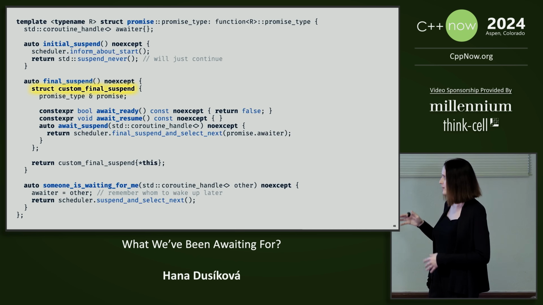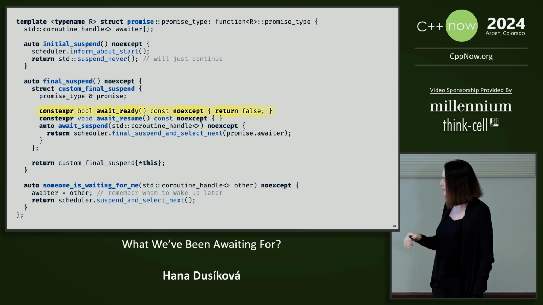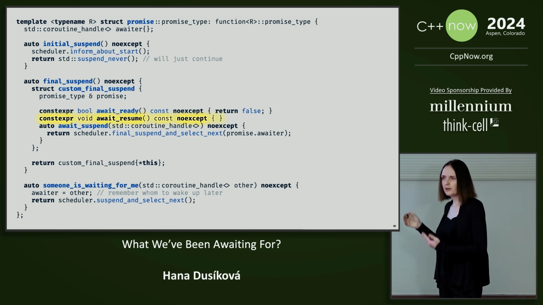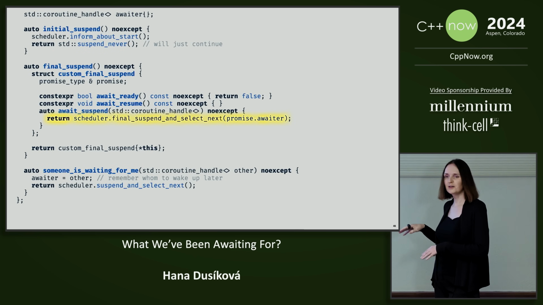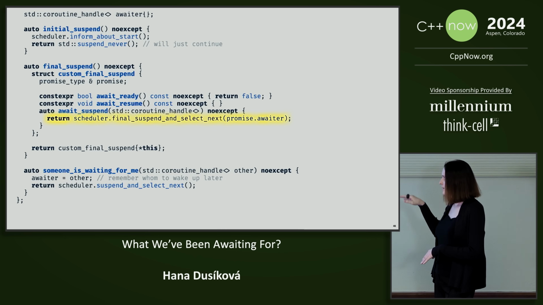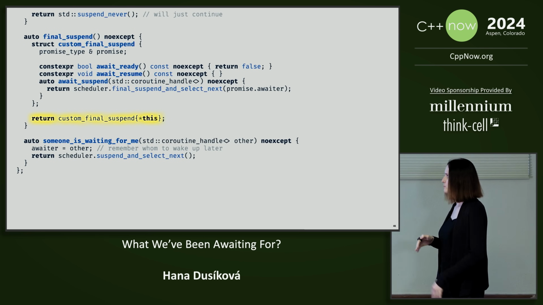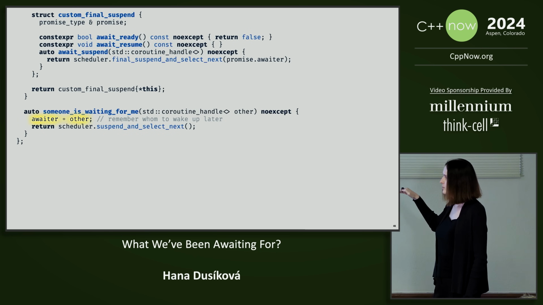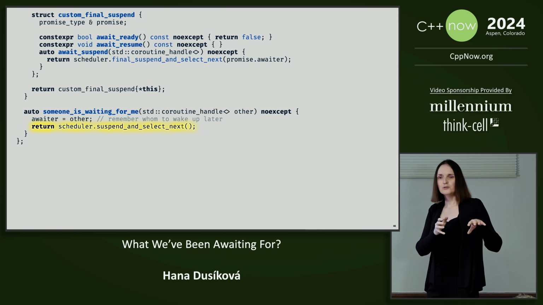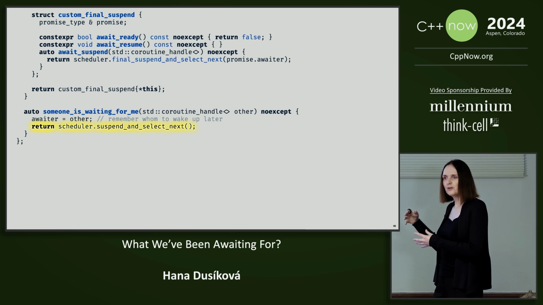Final suspend, I have a custom final suspend, which remembers my promise type. It will always suspend, resume returns void. And when I suspend, I will ask the scheduler to suspend me and select something else. And I'm giving it a hint that maybe someone is waiting on me. And I return the final suspend. And there is a function, someone is waiting for me. It's the coroutine handle, and I will store it into awaiter, and ask the scheduler, hey, choose someone else to run now, because if I'm co_awaiting, I need to get some other coroutine handle to run.